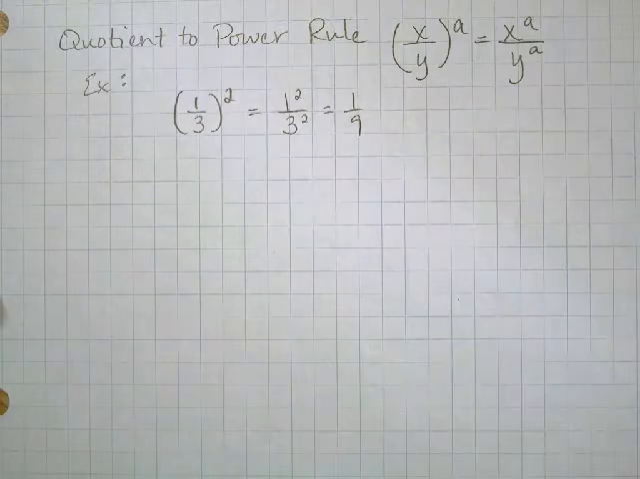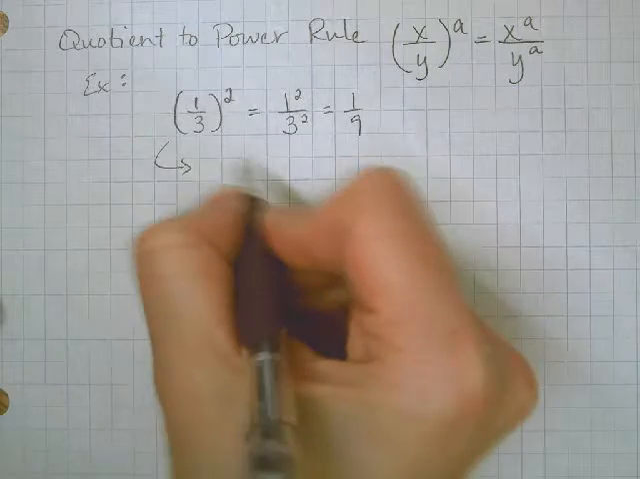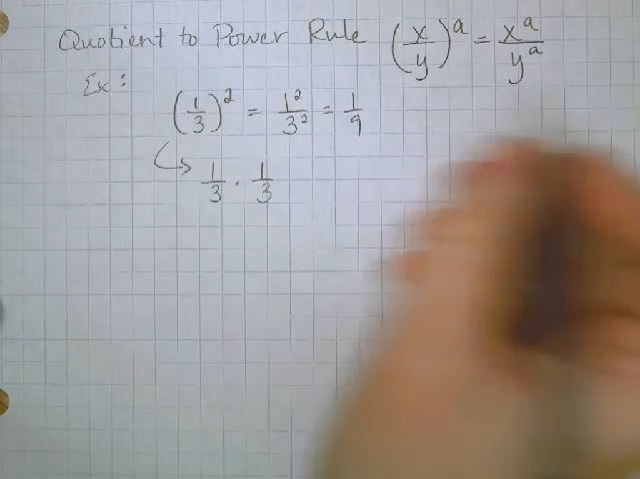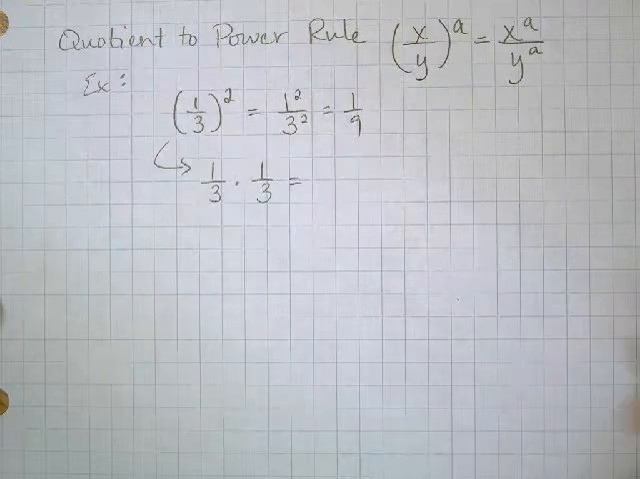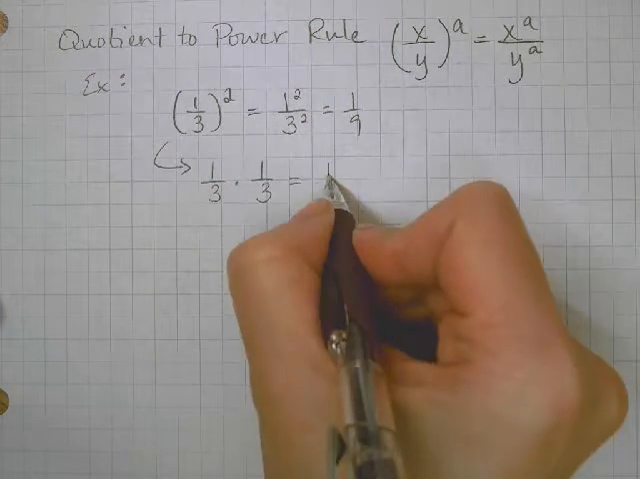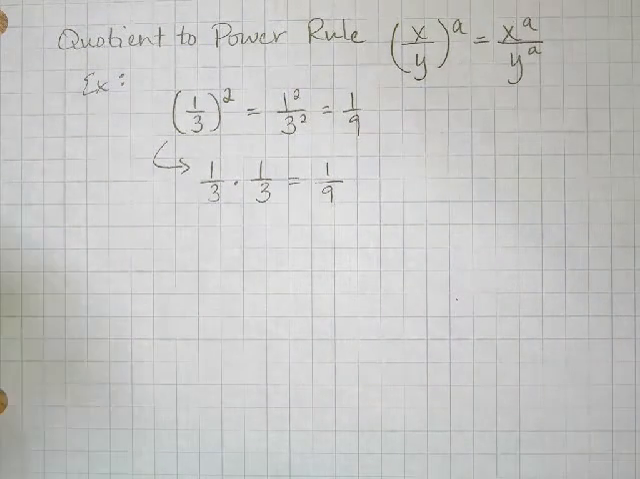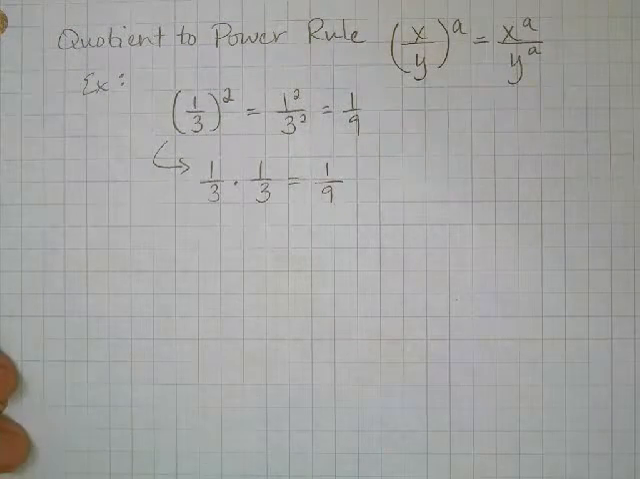And the reason for that is if I go the long way, 1/3 times 1/3, that would be 1/3 to the second power. Whenever I multiply fractions, I go straight across. 1 times 1 is 1, 3 times 3 is 9. So same idea as the product to power rule.